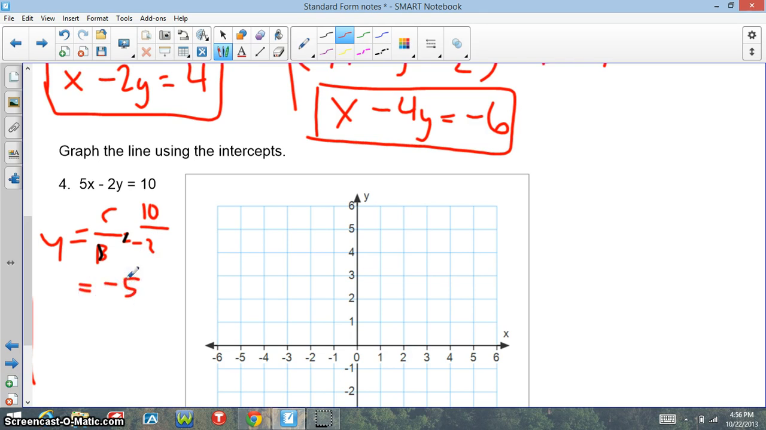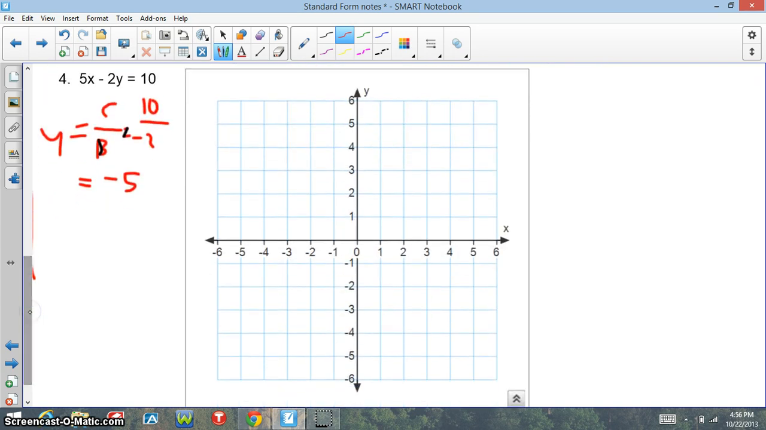So remember, the y-intercept is where your graph crosses the y-axis. So it crosses the y-axis at negative 5, so I'll put a little dot there. And then I want my x-intercept, and that's c over a. So my c is 10, my a is 5. 10 divided by 5 is 2. So my x-intercept, where the graph crosses the x-axis, is 2.